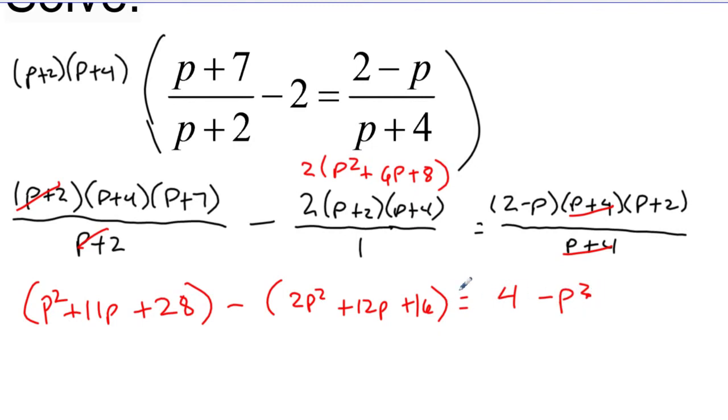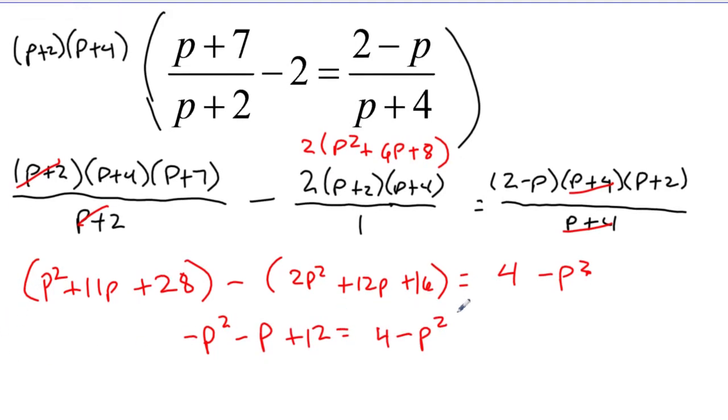So it's better than before because now it doesn't have any fractions, and I can put together my two expressions. So let's put this together. This looks like p squared minus 2p squared. Well, that's negative p squared. 11 minus 12, well, that's negative 1p. 28 minus 16 is a positive 12. So I'm looking at my problem now, and this looks, again, a lot better than it used to.